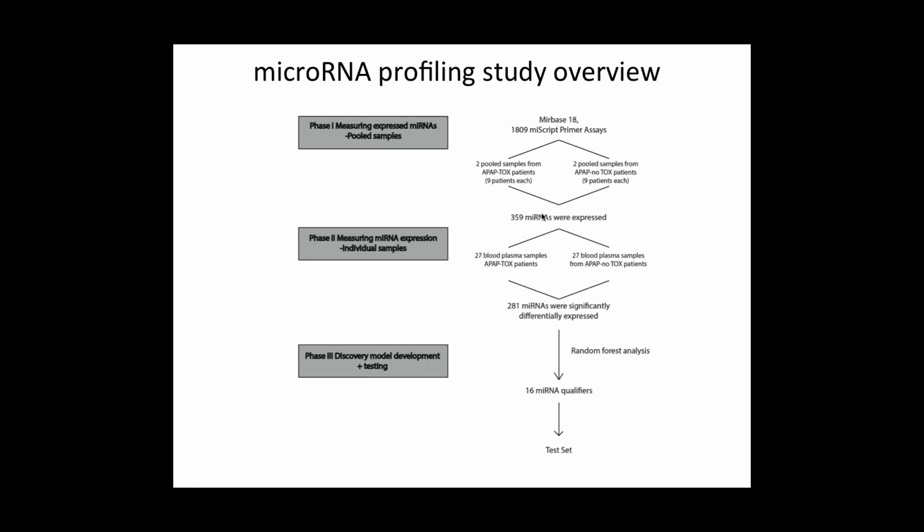Those 359 microRNAs were then measured in each individual patient's blood plasma. So 27 patients with toxicity, 27 without, measuring 359 different microRNAs, of which we found 281 were significantly differentially expressed. So you can already say a large number of microRNAs change with liver injury. As we went on, we then developed a model to test.